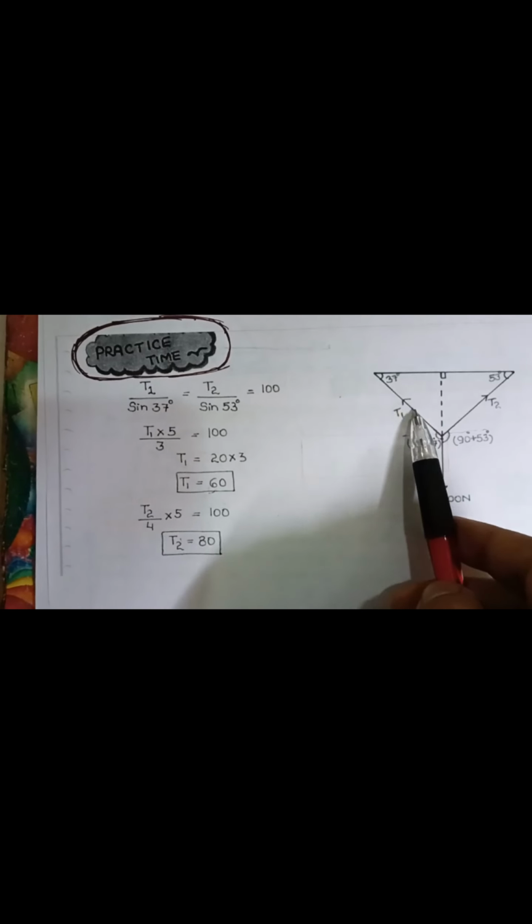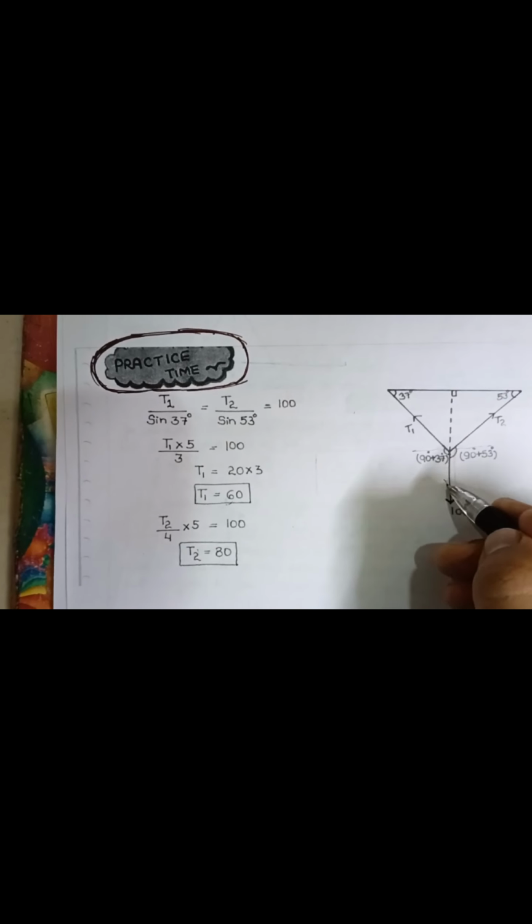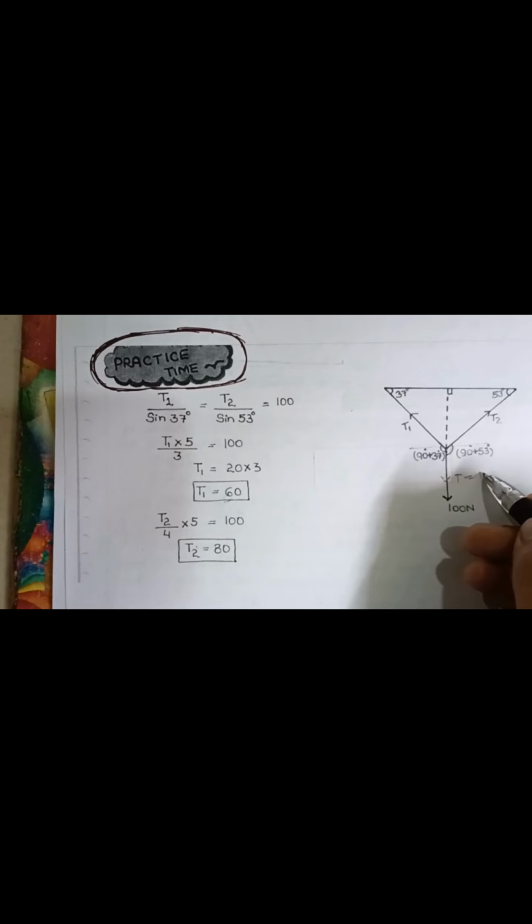There is a practice example for all of you. If these are the three wires, here a mass is attached and its weight is 100 Newton. The tension in this wire is T1, the tension in this wire is T2, the tension in this wire is T3, which is taken as T is equal to 100 Newtons.